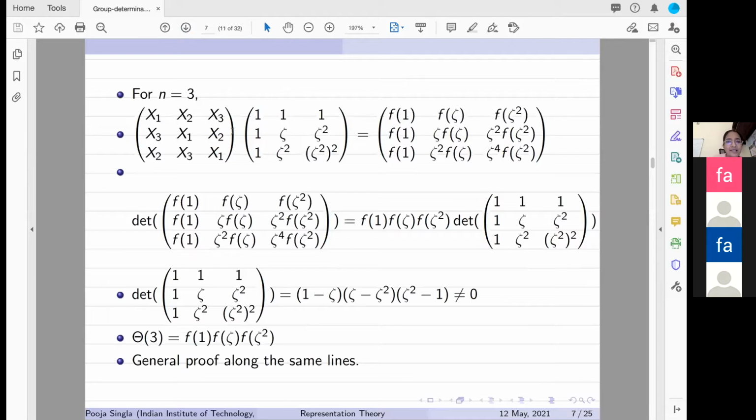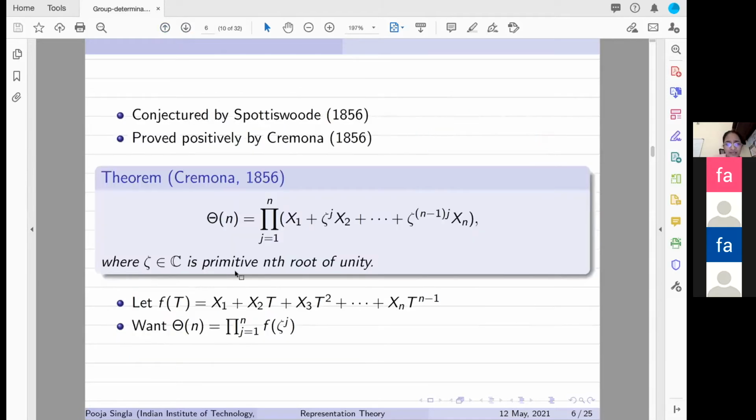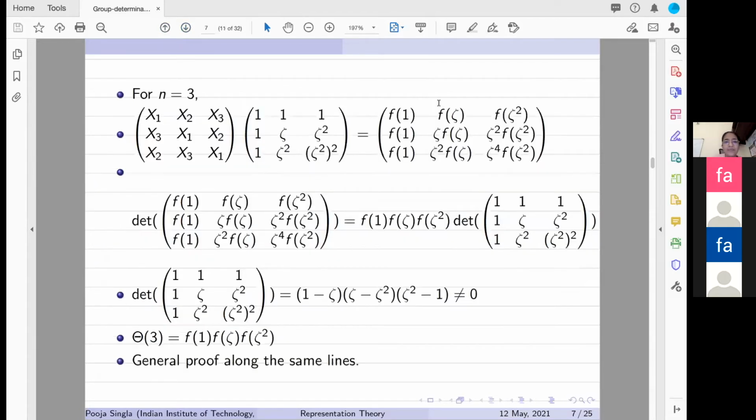So just remember what f1, f2, f3 are. If you multiply these two matrices, x1, x2, x3, this one, and you take this polynomial, when you multiply, you really get f(1) here, then f(zeta), f(zeta^2), and so on. This is just a matrix multiplication, and we know explicitly what f(t) is. I'm substituting it and I get it.